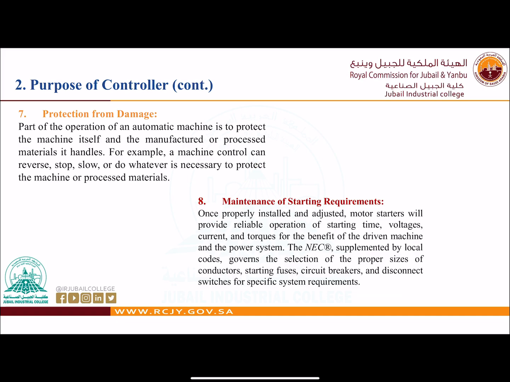For protection from damage, for the machine itself, we need to control the machine in order to not damage the machine itself. So, for example, a machine control can reverse, stop, slow, or do whatever is necessary to protect the machine or processed materials. Okay. This is also a very clear idea.